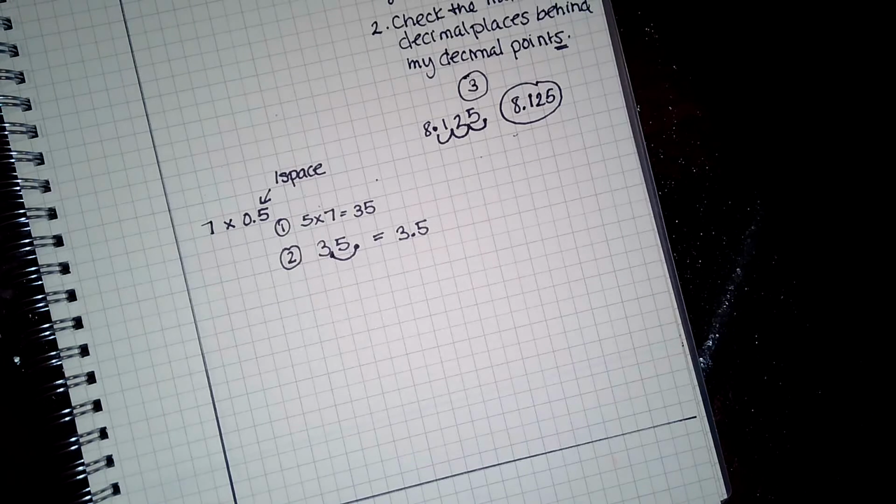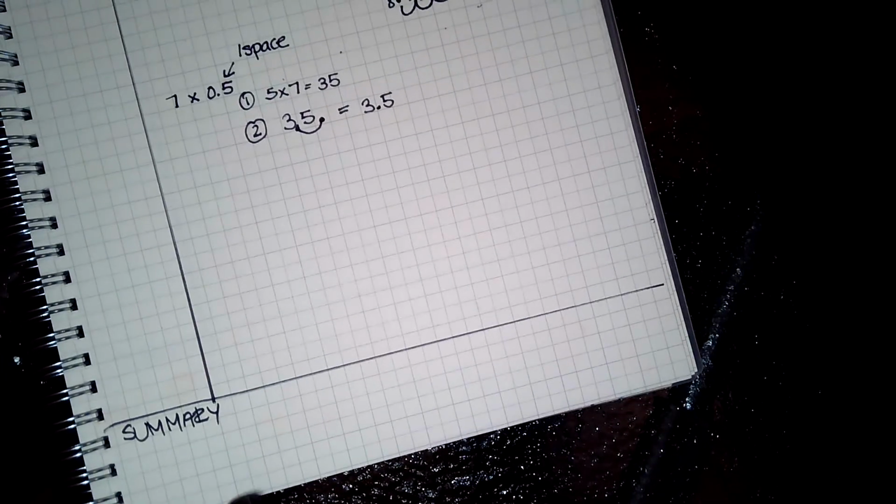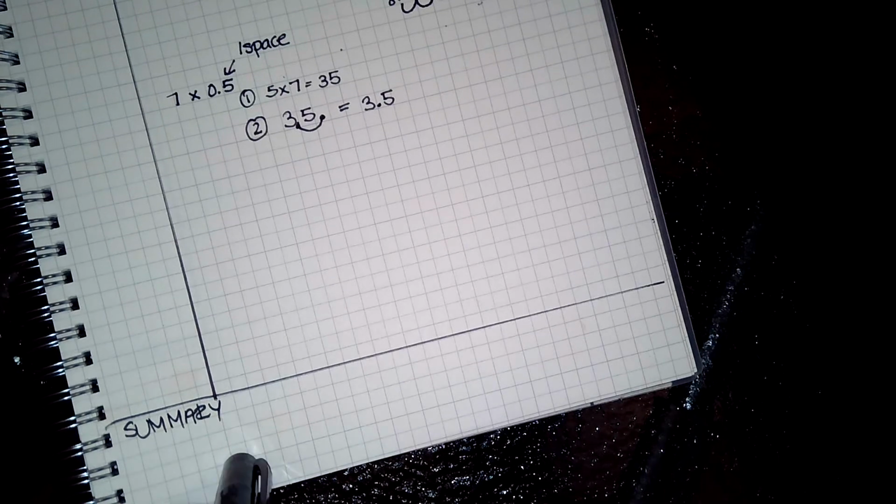Okay, so I want you to think about what were the main things that we need to remember for multiplying decimals, and you're going to put that in your summary.